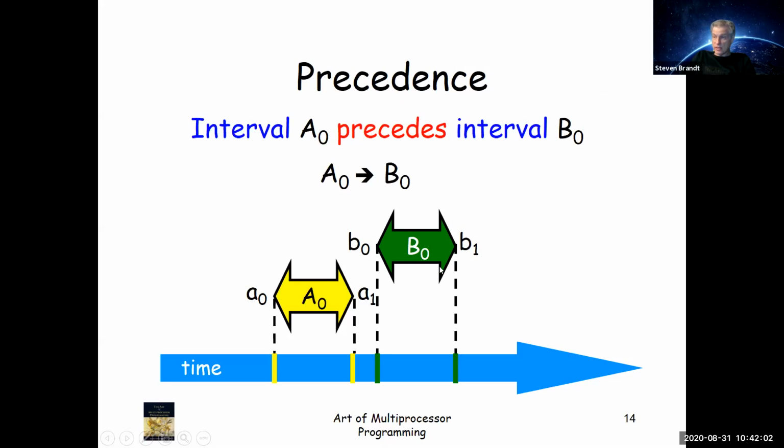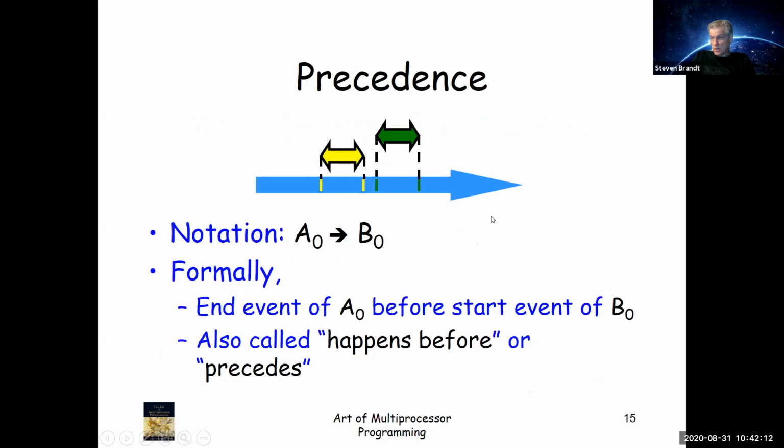If they don't overlap at all, we can use our bold-faced arrow, and we can say that A0 precedes B0. If they did overlap, we couldn't say that. We couldn't say either one preceded. So there's our notation. And formally, if the end of event A0 happens before the start of event B0, we can also say A0 happens before, or precedes, B0.